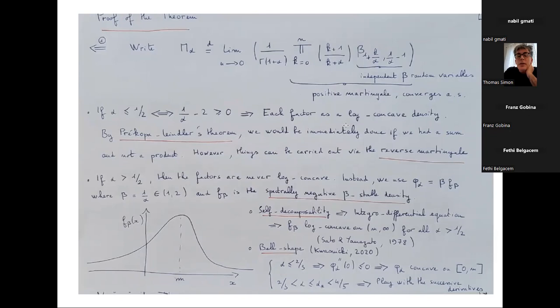But then things become a bit more complicated because we have a product. We do not have a sum. If we had a sum, then we could use the celebrated Prékopa-Leindler theorem, which tells you that the convolution of two log concave functions remains log concave. This is a very important result. But here we cannot use it directly because we are making the multiplicative convolution. So to be honest, I was stuck on this problem for a certain amount of time.